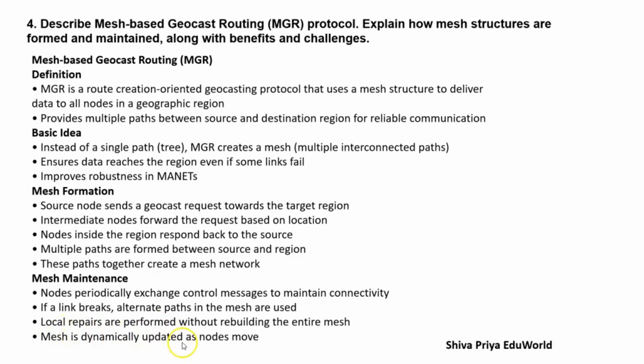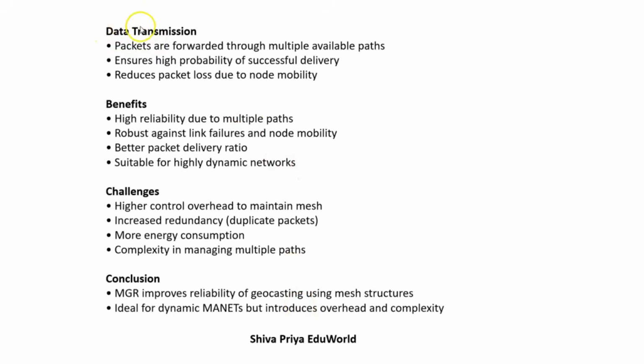And the mesh is dynamically updated as nodes move. Clear? Let us see how exactly the data transmission will happen. Packets are forwarded through multiple available paths, which are formed like a mesh topology, and it ensures a high probability of successful delivery. Because multiple paths are there, it will deliver successfully, increase the robustness, and reduce the packet loss due to node mobility.